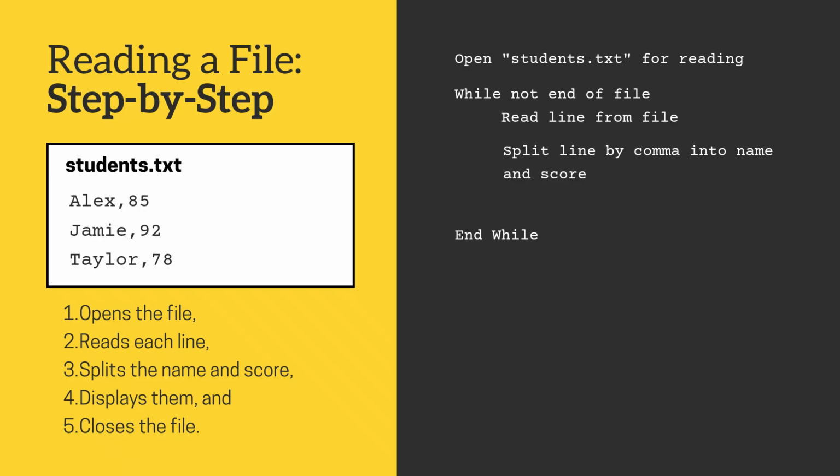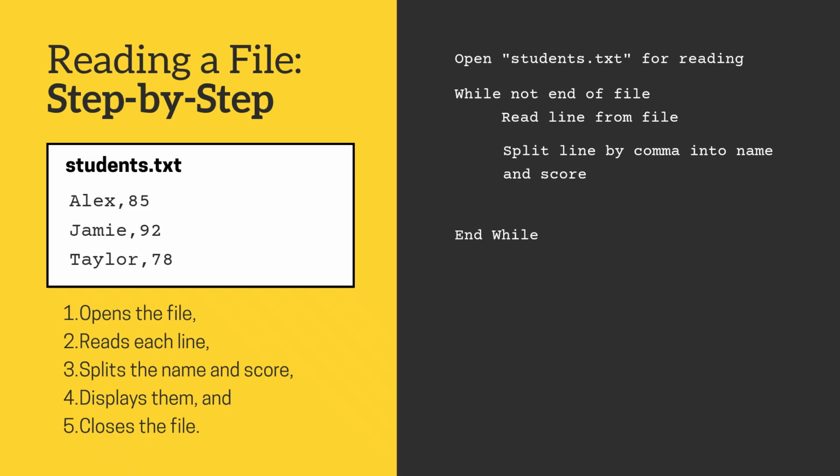Now, let's pause for a minute and talk about something really important when it comes to reading lines, and that's delimiters. A delimiter is simply a character that separates one piece of data from another in a file. In our example, the comma is the delimiter. When we read the line Alex, 85, the comma tells the program where the name ends and where the score begins. If there was no comma, the program would have no way to tell that Alex 85 altogether is actually two separate pieces of information.